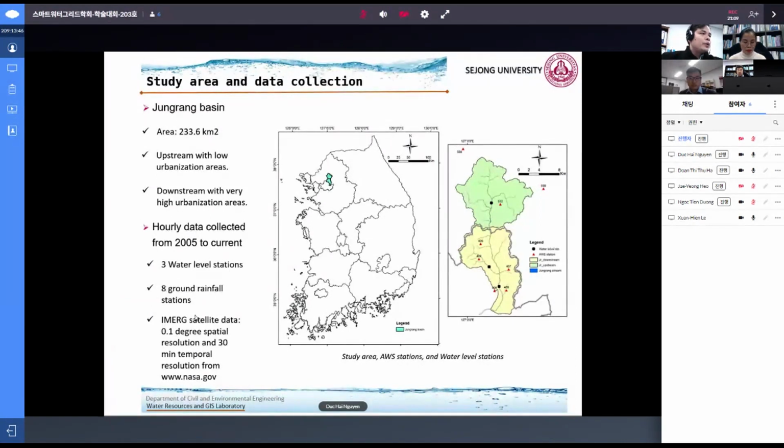In this study, we will collect hourly data from 2005 until now. In this area, we have 3 water level stations and 8 ground rainfall stations that will be used. We will also collect satellite image data with 0.1 degree spatial resolution and 30 minute temporal resolution from the NASA website.